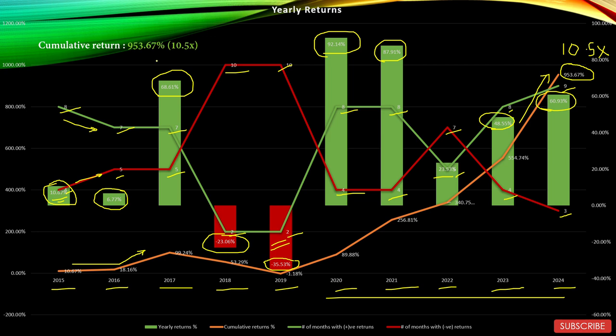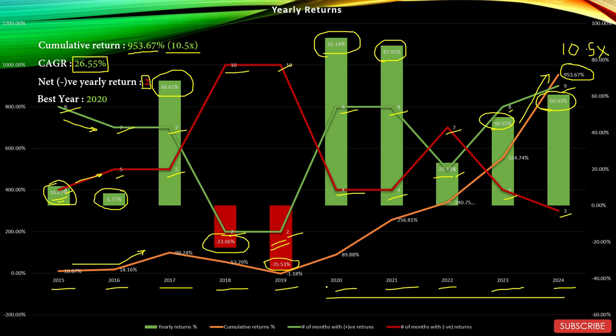First, again, the same thing, cumulative return of 953.67%, which is approximately 10.5x. CAGR of 26.55%, a very good CAGR, I would say, over the last 10 years. Net negative yearly returns: 2, not too bad, not too good, with 2 net negative yearly returns years in the last 10 years.